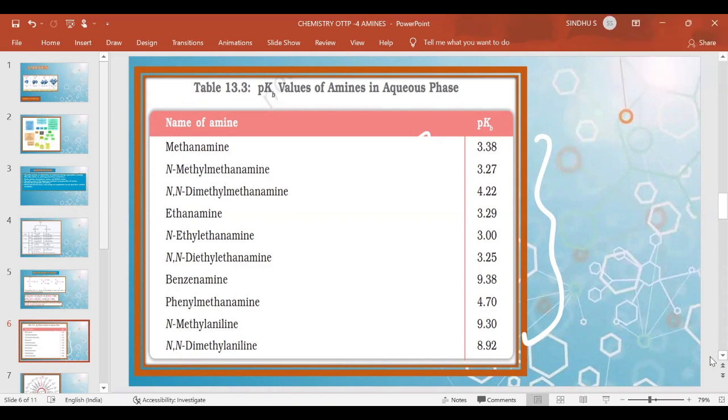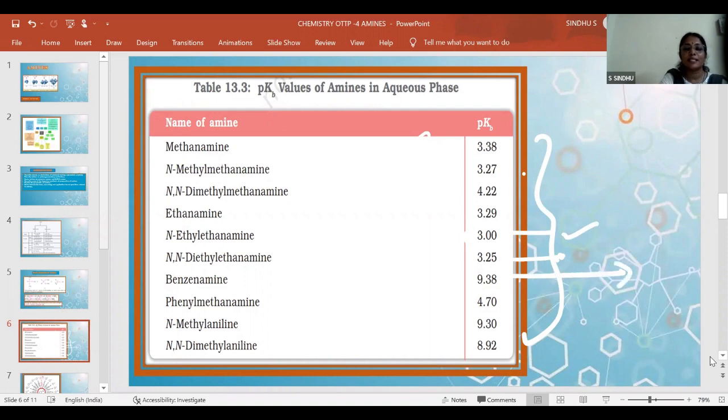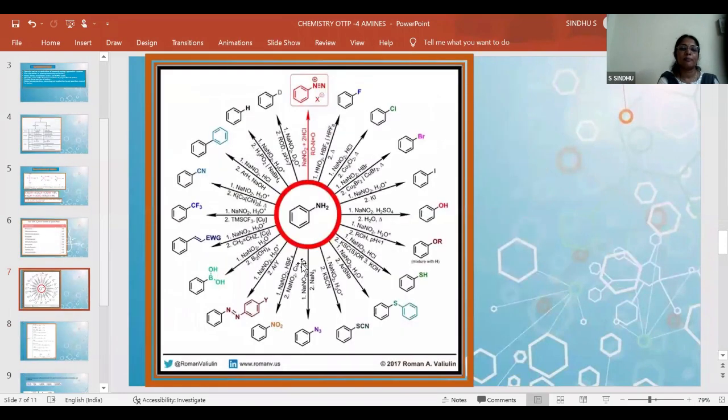Secondary ethyl, madam. Secondary ethyl. We have 3.25, is it not? So that should be more basic, no, sir? Yes, madam. N-ethylethanamine, as you said, secondary amine. Then we have this tertiary, and then we have methylmethanamine comparison. Based on our pKb values, 9.38 is the highest. So benzenamine, aniline, has the least basic nature. So from the data, the child should be able to interpret.